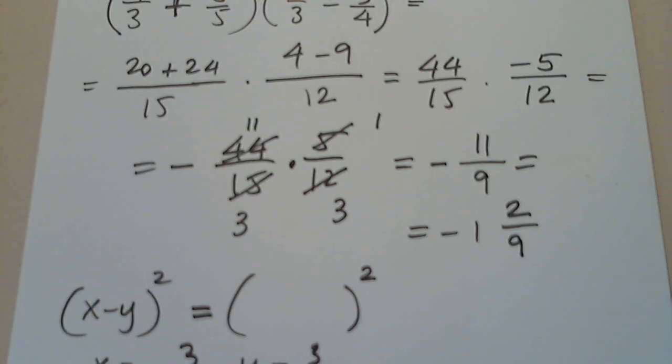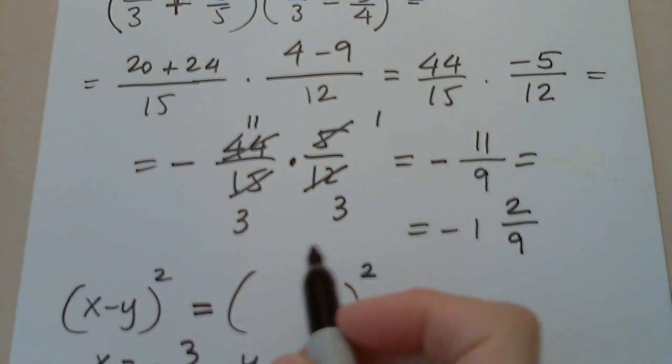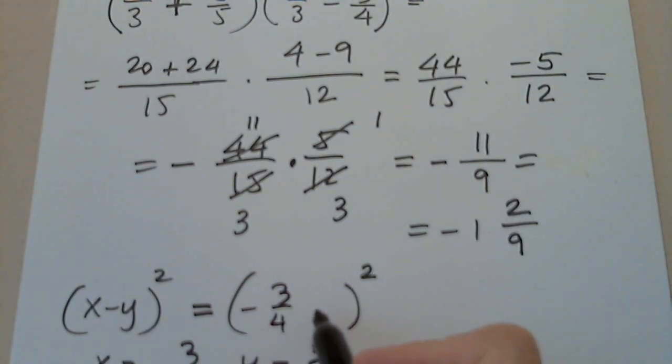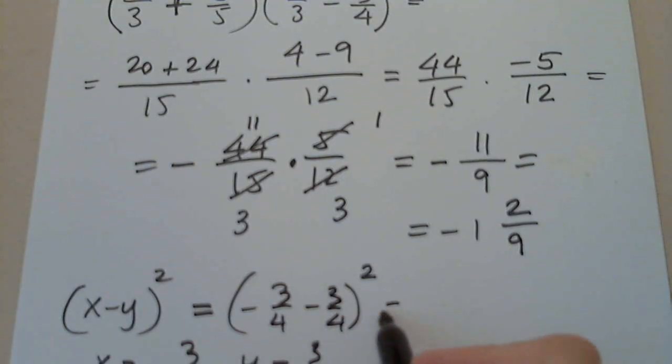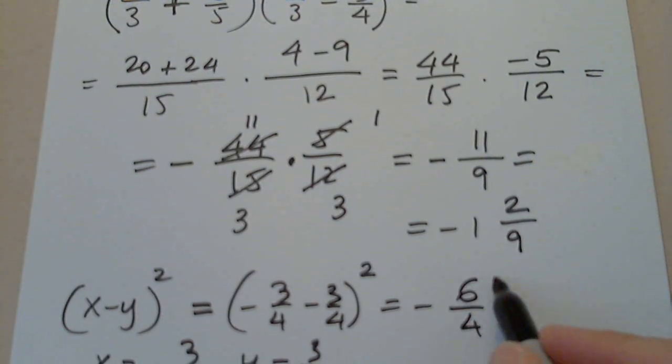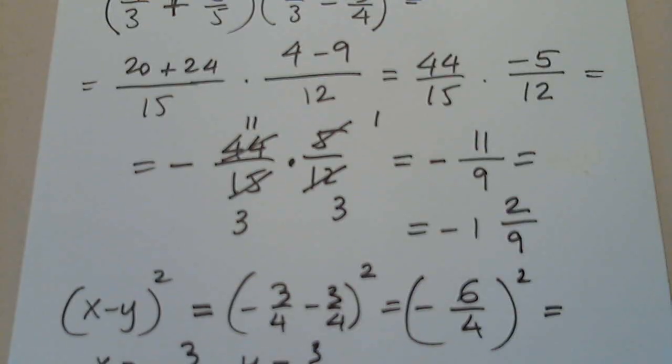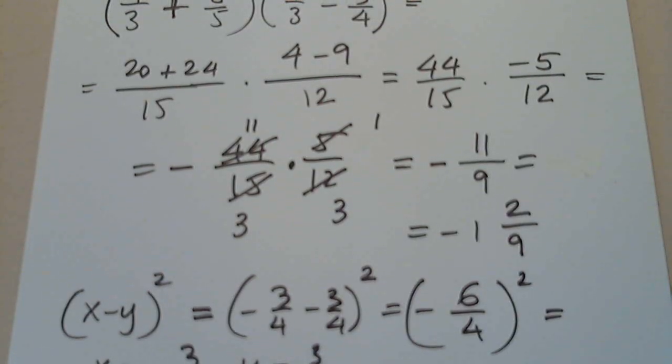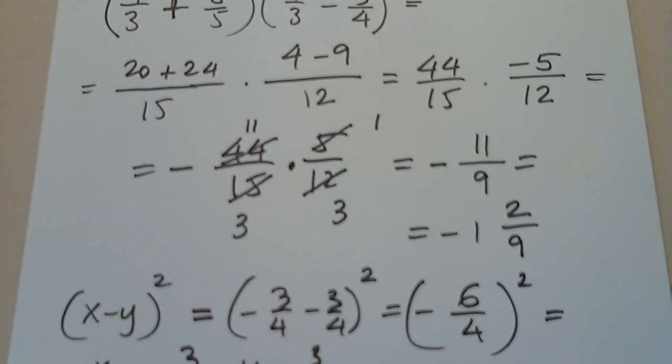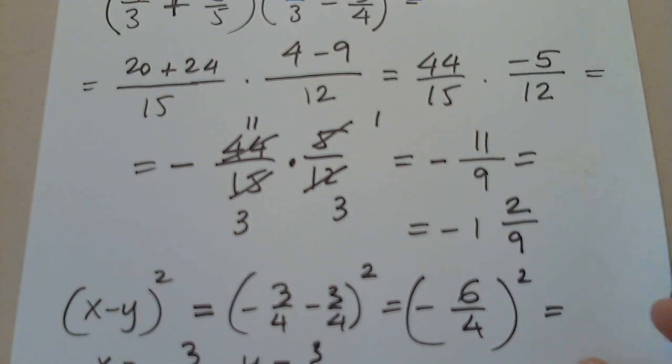Can anyone tell us what you wrote in parentheses? Negative 6 over 4. So you have negative 3 over 4 and minus 3 over 4. So indeed, negative 6 over 4, everything squared. I recommend simplify before you square. Always simplify. So simplify before you square.